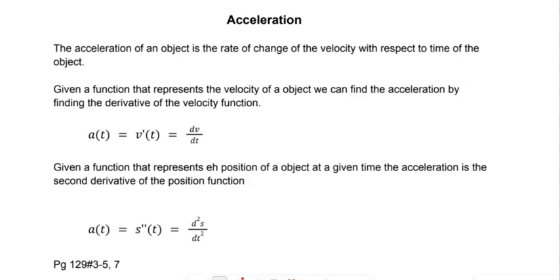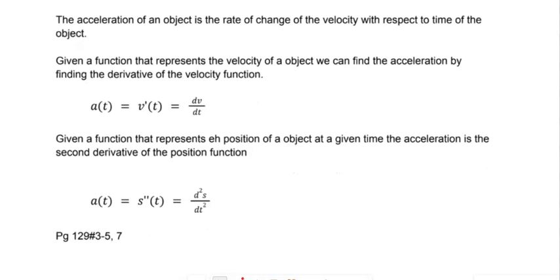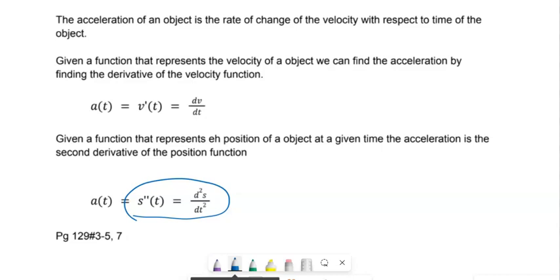So in order to find the velocity function, we took the derivative of the displacement function. And in order to find the acceleration function, we're going to take the derivative of the velocity function. Or in other words, we just take the second derivative of the displacement function. And to practice these ideas, taking the second derivative and applying it to a scenario, you complete page 129, numbers 1 through 3 and 7.